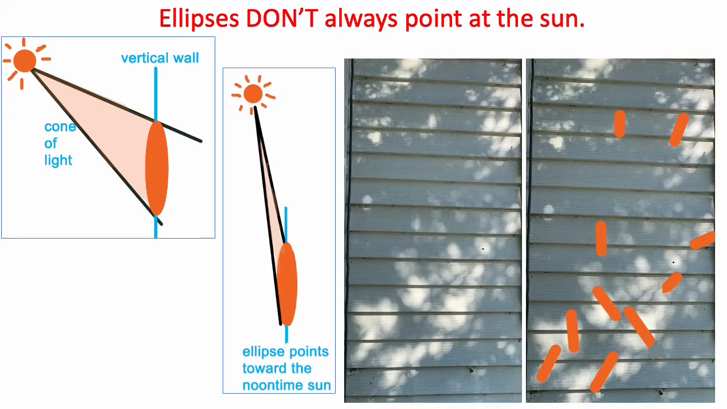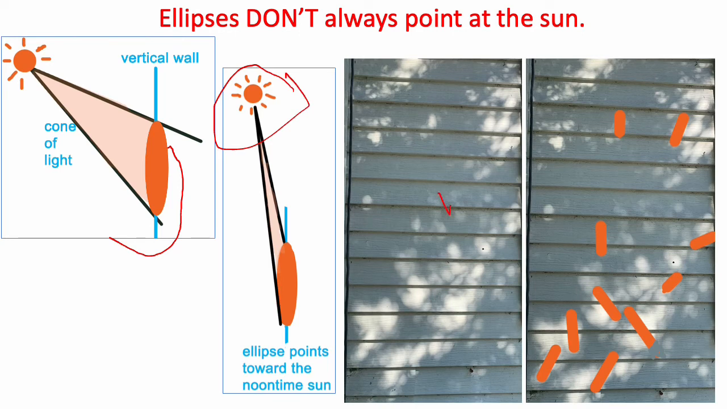Some artists claim that the ellipses always point at the sun on vertical structures. It's true that they point upward on such surfaces because they're following that surface. But if you look at this cone of light in relationship to the vertical wall, the ellipse could only point toward the sun if the sun were directly overhead.